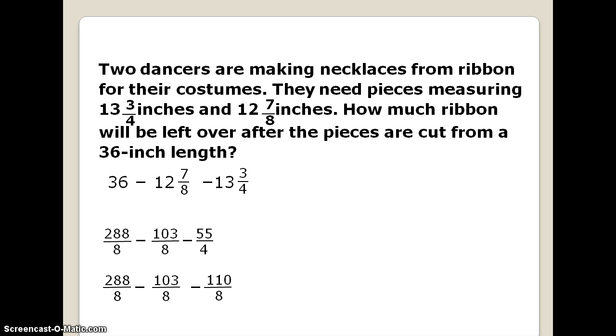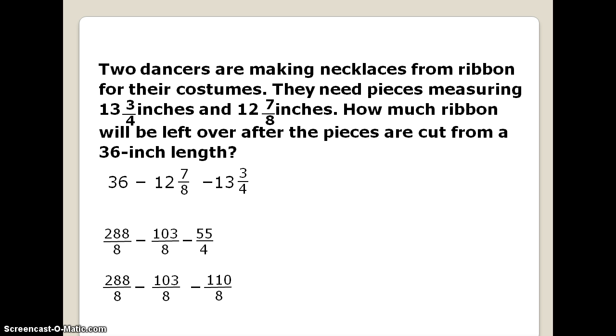So step one, we have 36 total inches, and they're cutting 12 7/8 and 13 3/4. So this is a subtraction problem. So the first thing we need to do is turn these all into improper fractions with common denominators. Okay, so where does the 288/8 come from? That's giving 36 a denominator of 8.